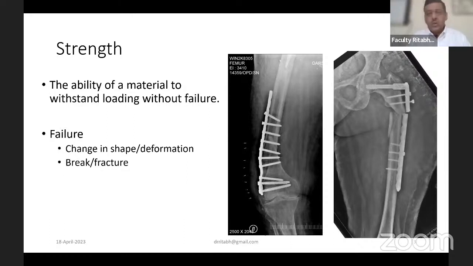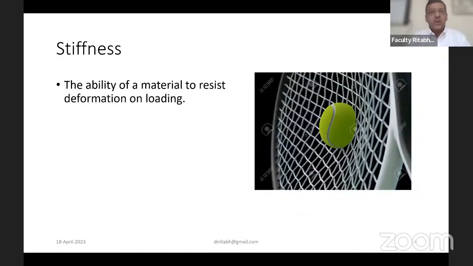The second term we talk of is the stiffness of the implant. Stiffness means the ability of an implant or material to resist deformation. As you can see in this high-speed image of a tennis ball hitting the racket, there is a deformation in the racket strings as well as a change in the shape of the ball. So all devices, when they interact with each other, do deform a little. Sometimes it is visible, sometimes it is not so visible.